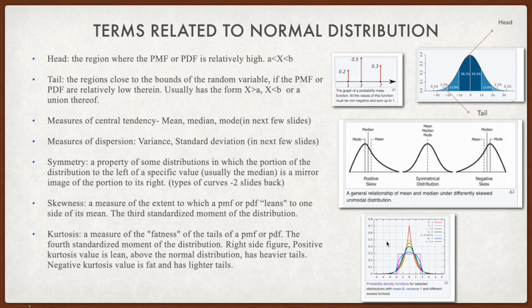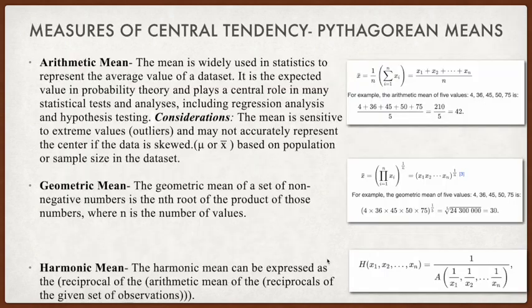And measures of central tendency. These are the Pythagorean means: arithmetic mean, geometric mean, and harmonic mean. In probability and statistics we will only see about the arithmetic mean. The arithmetic mean is the average of all the values. It is pointed out on the right side, the notation and then an example of how the arithmetic mean is calculated.